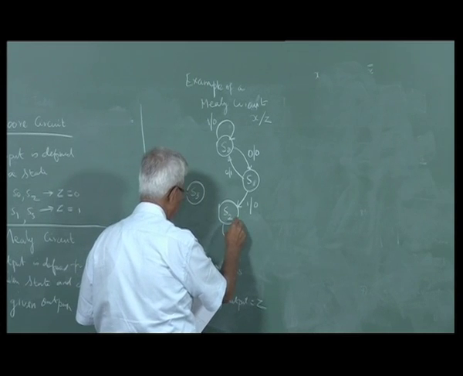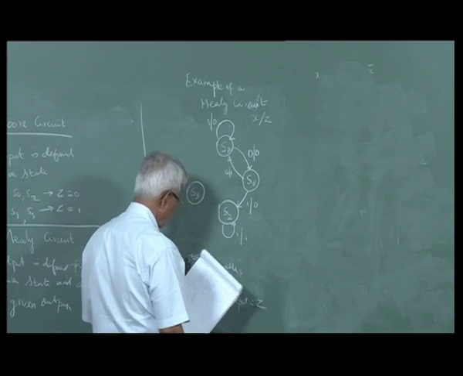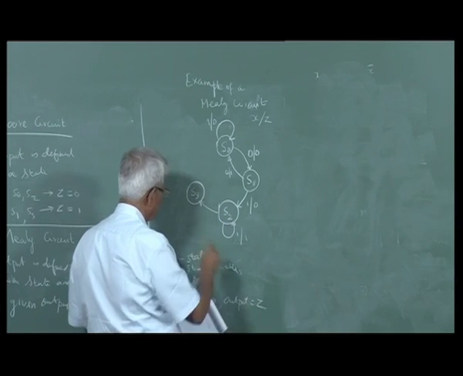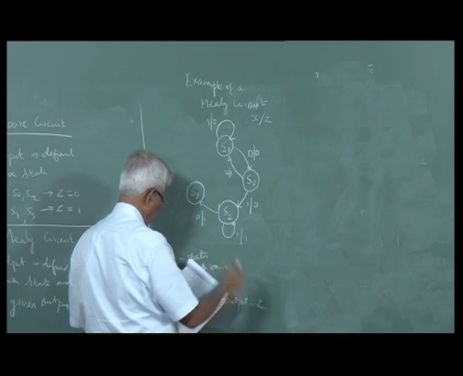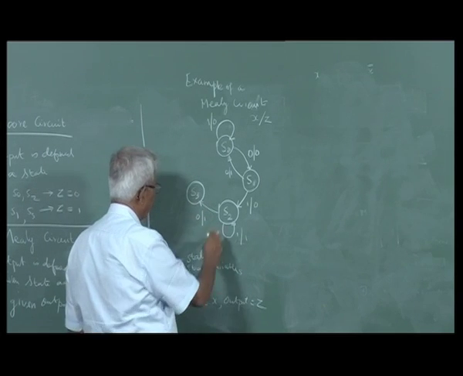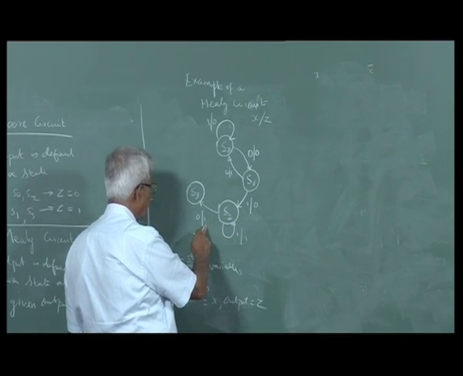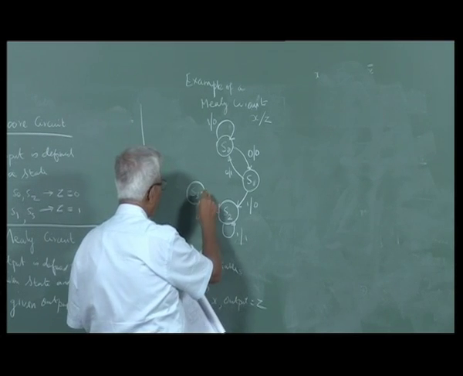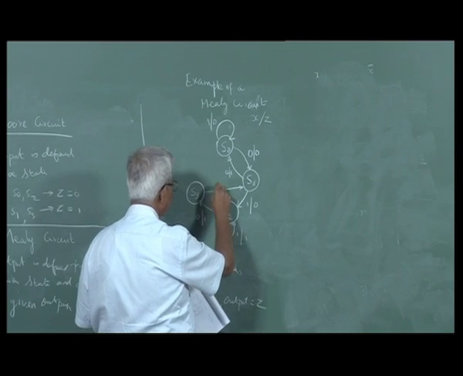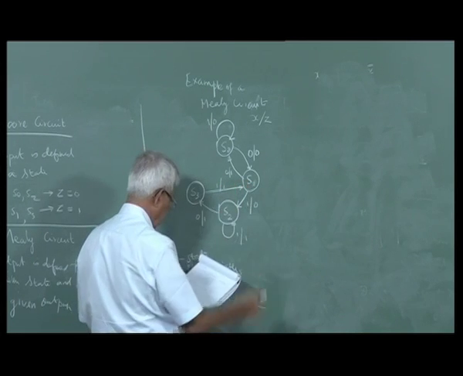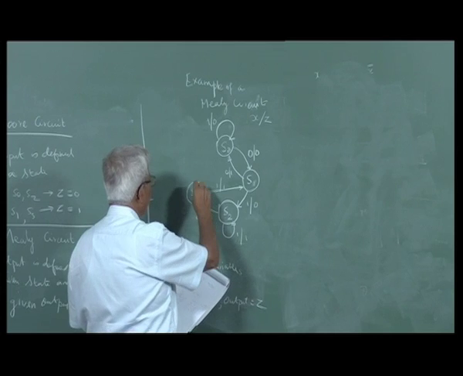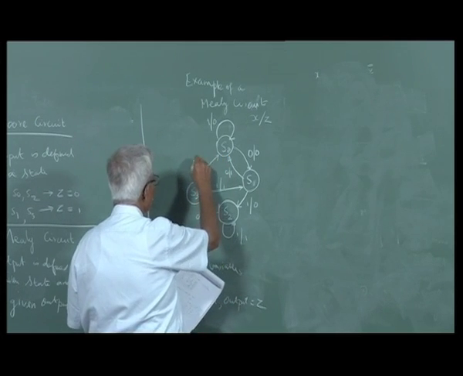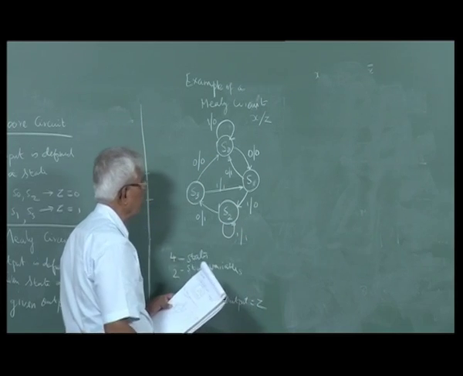This is the circuit, 1, 1. From S2, if the input is 0, the output is 1, and the circuit goes to S3. If in S3 the input is 1, it goes to S1 and the output is 1. From S3 it goes to S0 when the input is 0, and the output is 0.